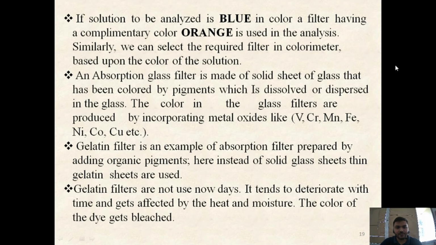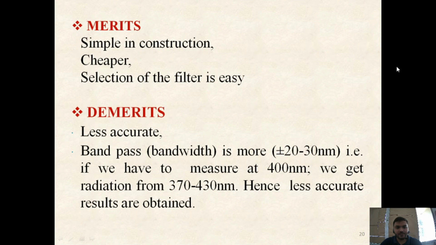Gelatin filters are not used nowadays. They tend to deteriorate with time and get affected by heat and moisture. The color of the dye gets bleached. Merits: simple in construction, cheaper, selection of filter is easy. Demerits: less accurate, band pass or bandwidth is more, that is plus or minus 20 to 30 nanometer. That is, if we want to measure 400 nanometer, we get radiation of 370 to 430 nanometer. Hence, less accurate results are obtained as far as filters are concerned.